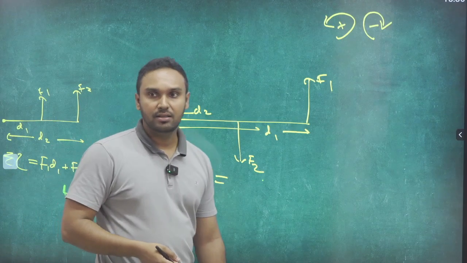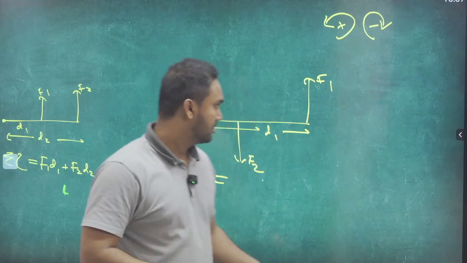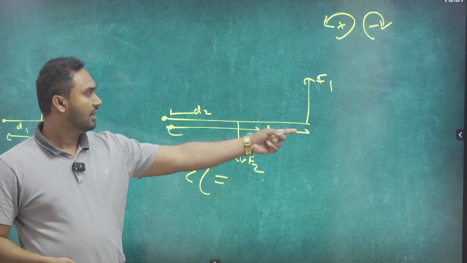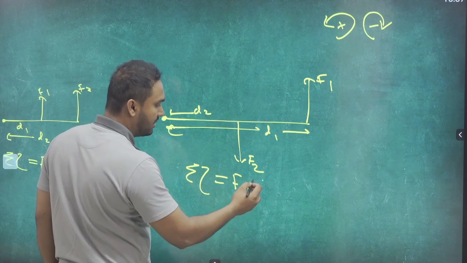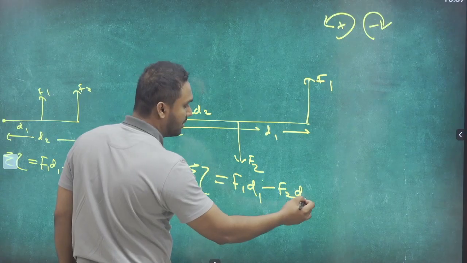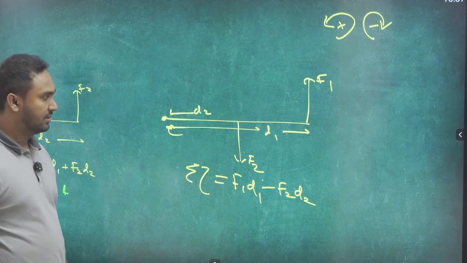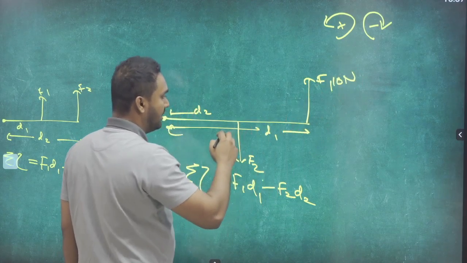Usually write the anti-clockwise rotations first. So here the anti-clockwise rotation is what? F1 d1, right? F1 d1 minus F2 d2, right? This is the resultant. So if I apply the values, let's say this is 10 newtons at 2 meters.